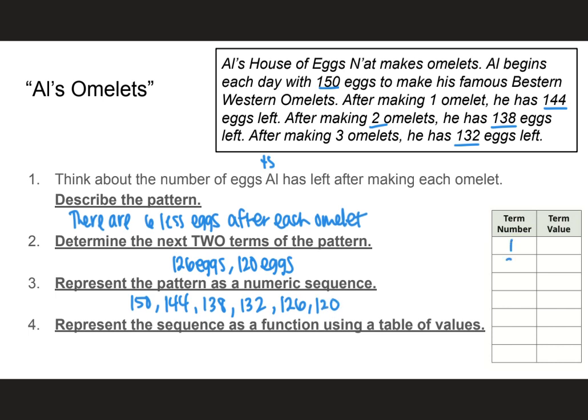All right, so now let's fill out our term values. So we start at 150 and we go down to 144, 138, 132. Term 5 would be 126, and then term 6 would be 120.